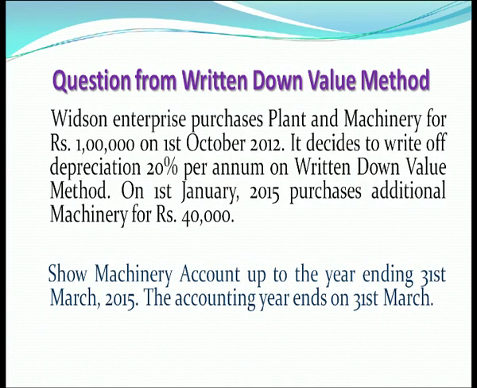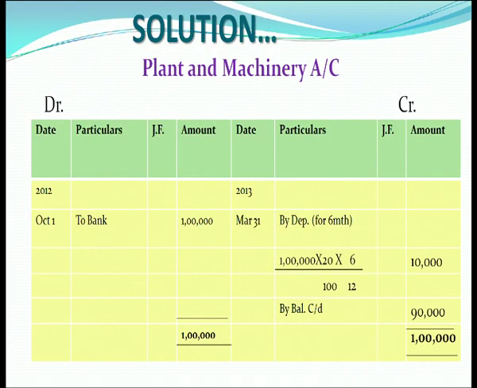Now, let us take a small example to understand again how this written down value method is accounted in the books of accounts. Wisdom Enterprises purchases plant and machinery for 1 lakh on 31st October 2012. It decides to write off depreciation 20% per annum on written down value method. On 1st January 2015, it purchases additional machinery for 40,000. We are required to prepare a machinery account up to the year ending 31st March 2015. And the accounting year here is taken from 1st April to 31st March. So, the depreciation is to be provided not on 31st December, but as per the accounting year which ends on 31st March. So, again we see how the plant and machinery account would be prepared.